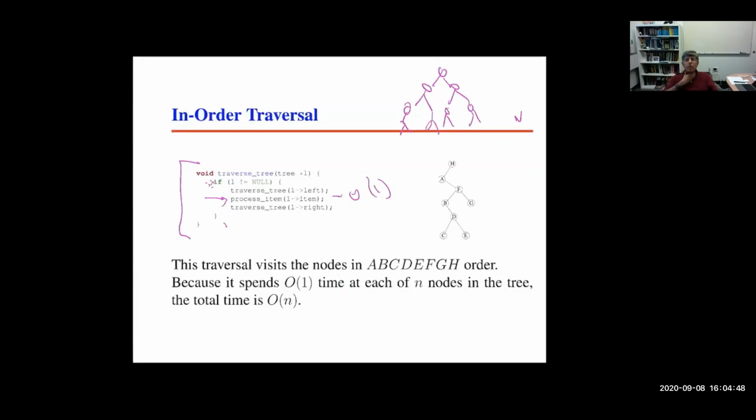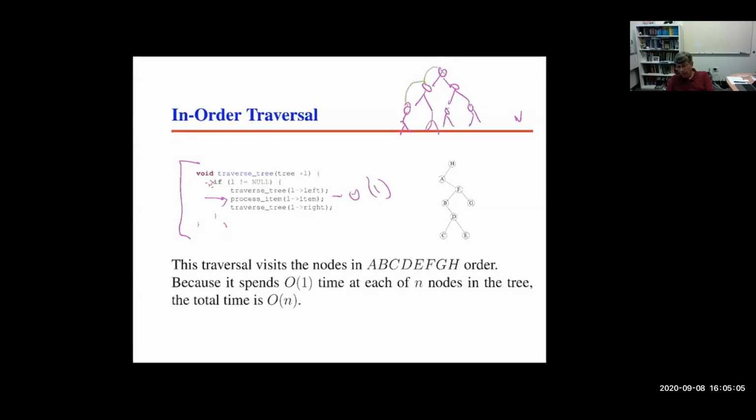I hear log n. Now, you've got it to do a traversal. It's got to visit every node in the tree, right? What's going to happen on the traversal?